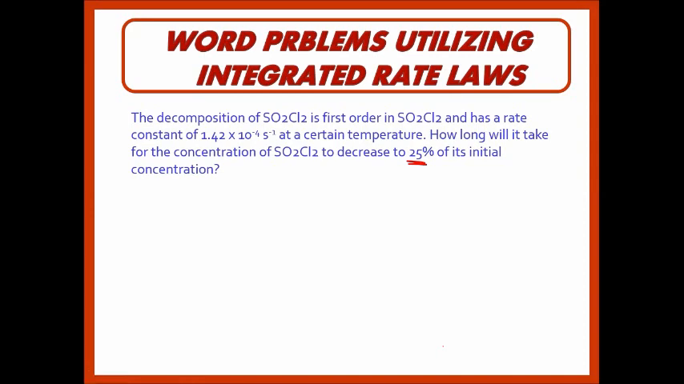So again, we know this is a first order reaction, so we're going to be using that integrated rate law for first order. We're given our rate constant K, and we're trying to solve for the time that it takes for the reactant to decrease to 25% of its initial concentration. So our initial concentration actually isn't provided to us.